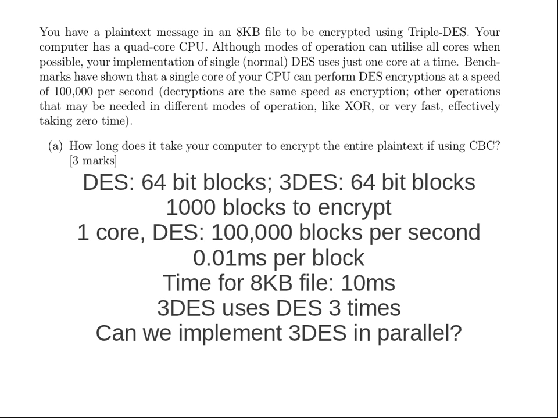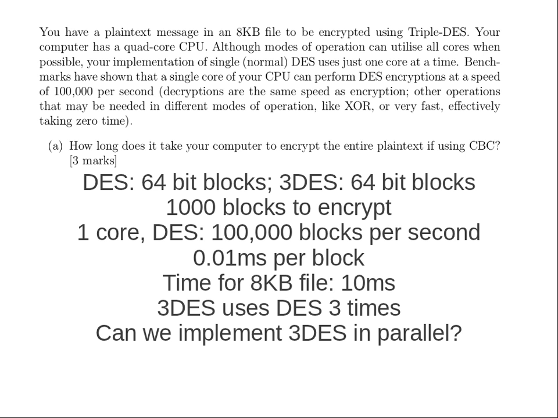Then you need to know, can we implement it in parallel? Because we have a 4-core computer. This is the speed that we can do on one core. A 4-core computer means you basically have 4 processors. On one processor, it would take 10 milliseconds. If we could implement it in parallel, we would go 4 times as fast. But we cannot implement it in parallel. Triple DES, we cannot.